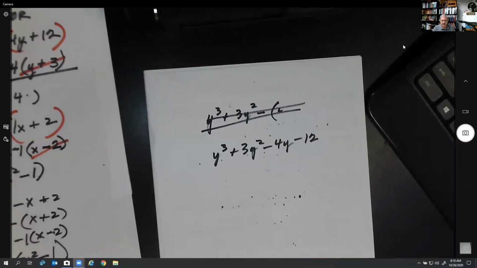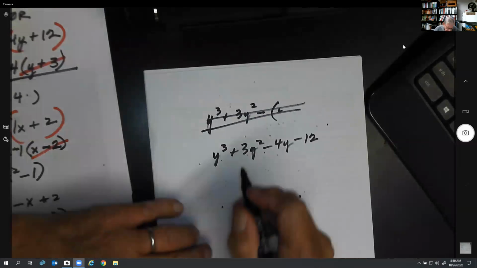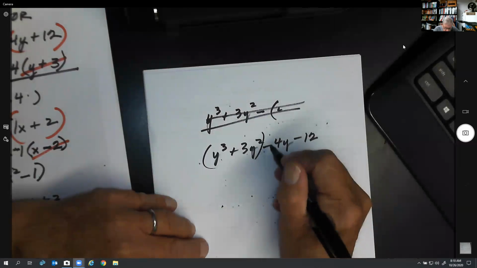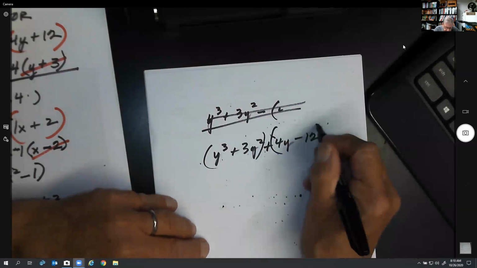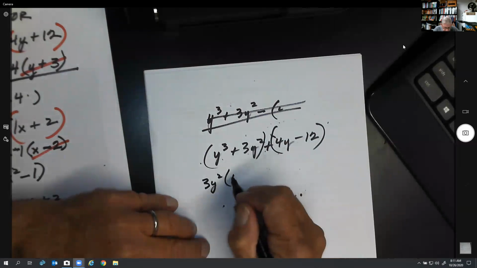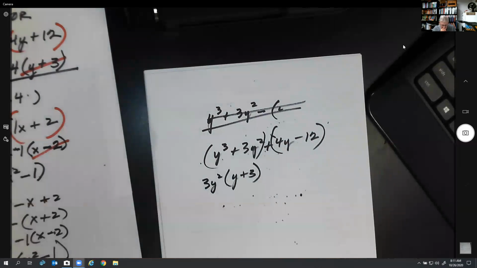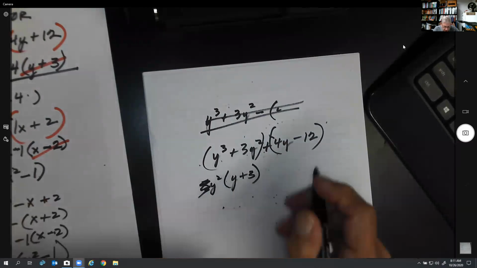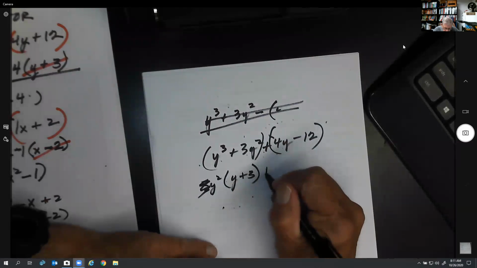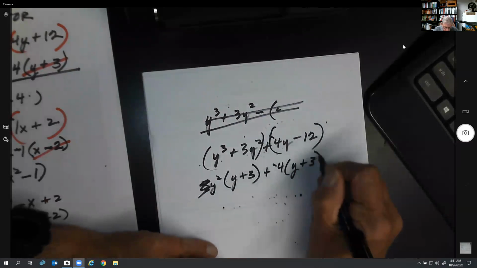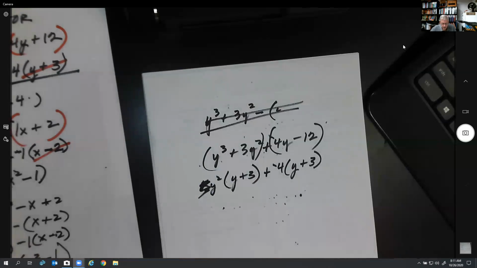Okay, so what am I going to do on this one? I'm going to take out parentheses right here. Maybe change it to addition, just to be on the safe side. And I'm going to take out a 3y squared like I did before. This won't work. Oh, not a 3y squared, just a y squared. And here I'm going to take out a -4, and that'll give me y plus 3. There we go. Now I'm going to put these together.